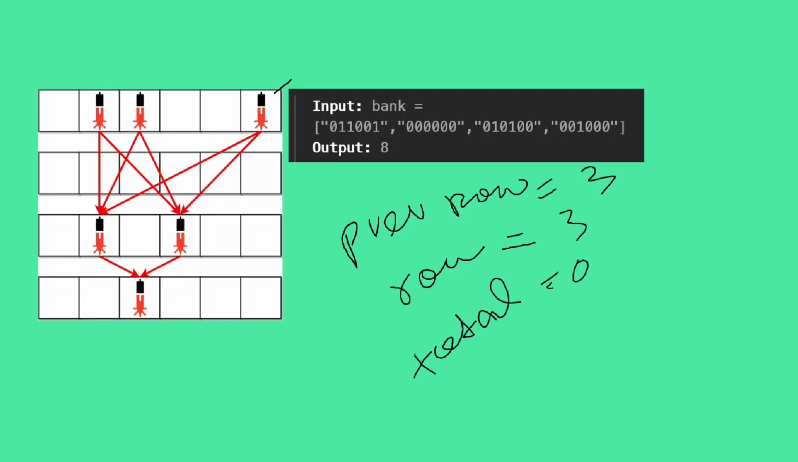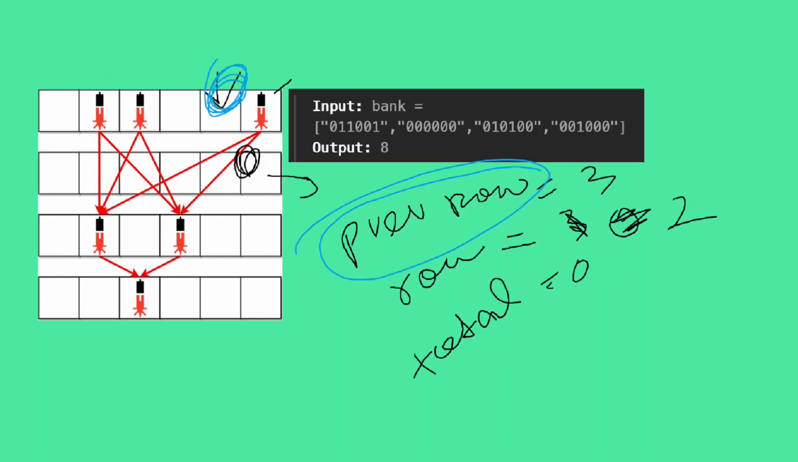In the next iteration, row becomes 0 because row goes to the second row. Row is here, but previous row, I'll mark it as blue, is still here. So previous row is still here, whereas row has reached here. So it's still 3 and row is 0. Now row goes to the next one. It becomes 2. Previous row is still 3. 3 into 2, 6. We added 6 to the total.